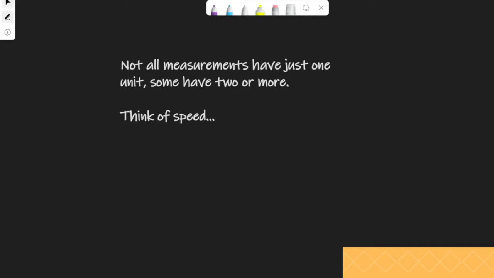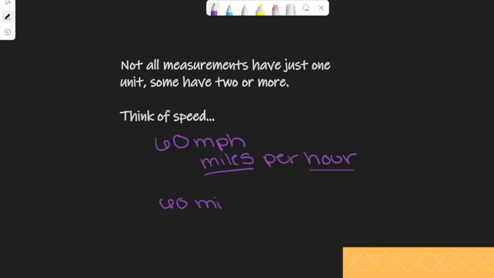Let's think about speed. You're driving down the freeway and you see a sign, and it says 60 mph. Now, we know that what this really means is miles per hour. And what we see is that this number, this idea of speed, actually has two units associated with it. It has a distance and it has a time. If we were to rewrite this, you could easily see this as miles per hour.